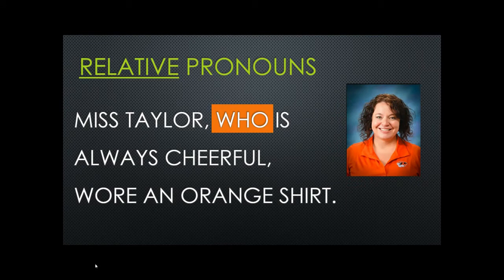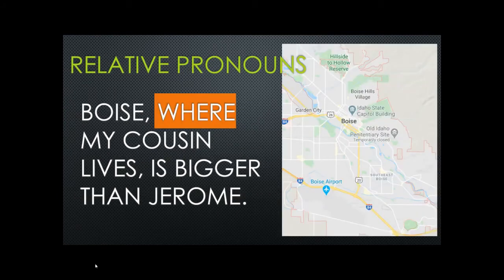Here's how it looks in a sentence. Miss Taylor, who was always cheerful, wore an orange shirt. Who stands in for Miss Taylor. In the same way, when we talk about the city of Boise, we're talking about a place, not a person. It's a where, not a who or a what. You're going to use that relative pronoun, where.